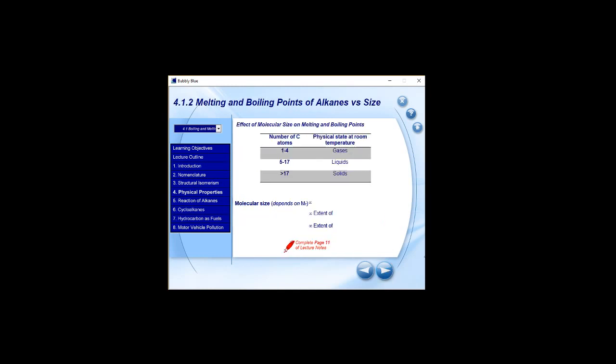As we can see from the table, as the number of carbon atoms increases in the alkane, the physical state at room temperature of the alkane moves from gases to liquids to a solid state. This can be explained by the relationship between the molecular size of the alkane and the extent of van der Waals forces of attraction.